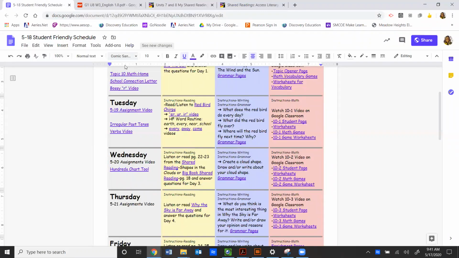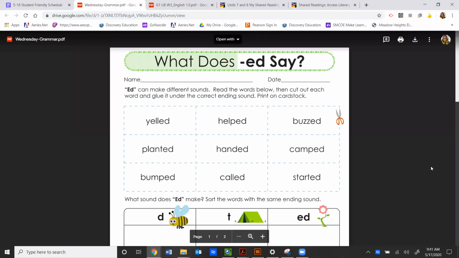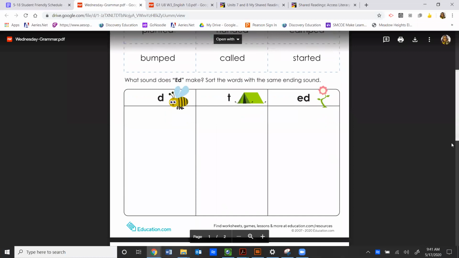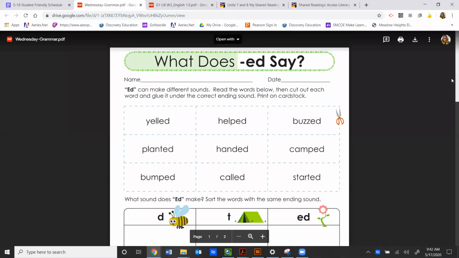All right, now let's talk about grammar. So you can click on this link, open up the grammar pages, and you can see them on here. Now, I know that this first one you're looking at, it has scissors. This is a word sort. Don't worry, you can still do this without having to cut it out. So these are the 2 grammar pages. I'm going to switch the camera right now so we can take a look at these pages together.